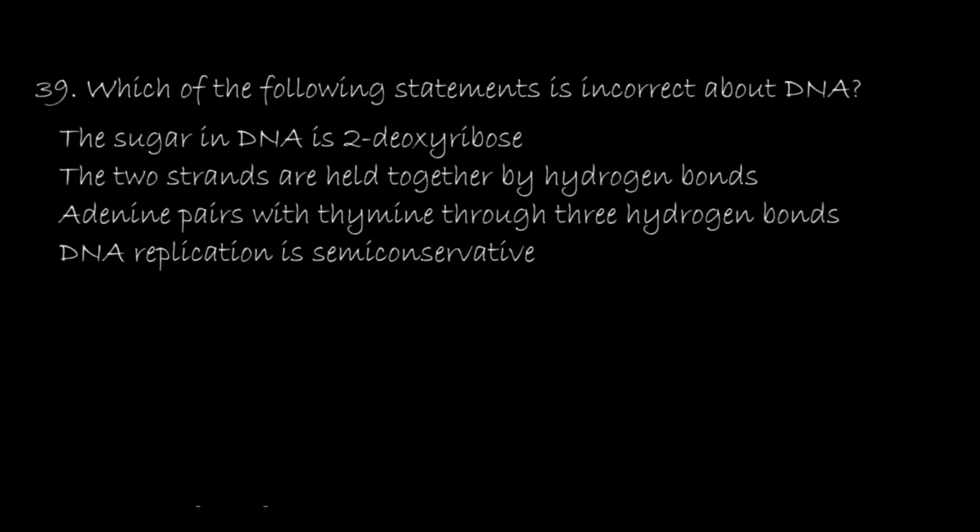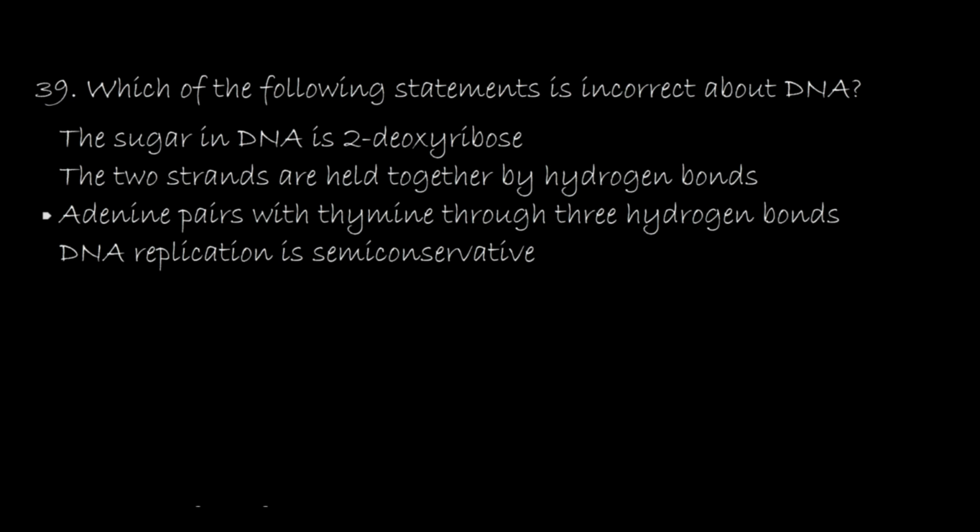Which of the following statements is incorrect about DNA? The sugar in DNA is 2-deoxyribose. True. Two strands are held together by hydrogen bonds. True. Adenine pairs with thymine through the 3 hydrogen bonds of DNA. Three hydrogen bonds. Okay. DNA replication is semi-conservative.